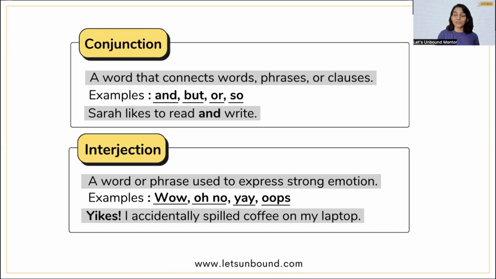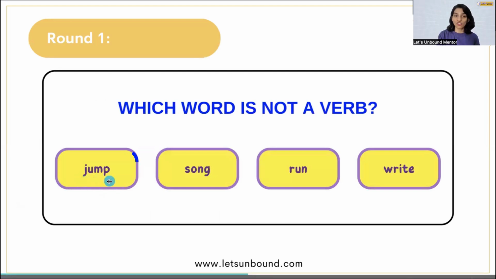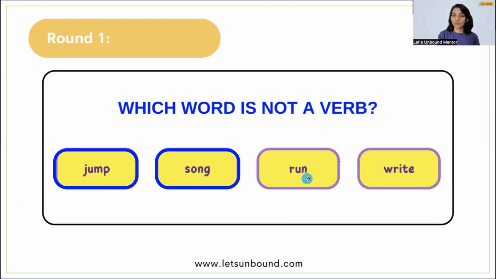Since we have talked about all the parts of speech, let's look at a few questions. Which word is not a verb here? Let's look at the options: jump, song, run, write. Since jump, run, and write tell us that there is an action going on by the doer, these are verbs, but the word song is not a verb since it is not an action done by the doer.